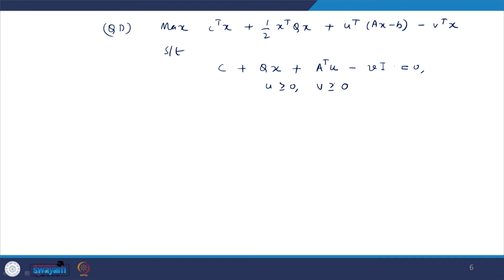Okay. Now, this can be rewritten as follows. If you multiply this equation by x transpose, what will we obtain? It will be x transpose C plus x transpose Q x plus x transpose A transpose u minus x transpose v equal to 0, and x, u and v non-negative.